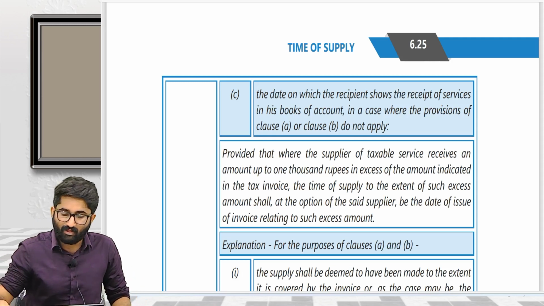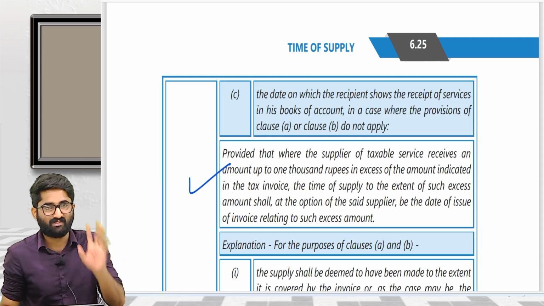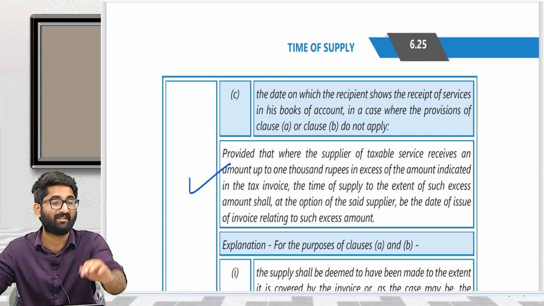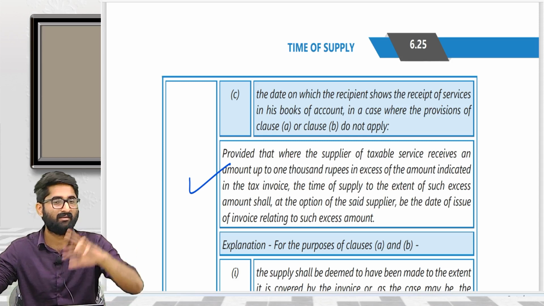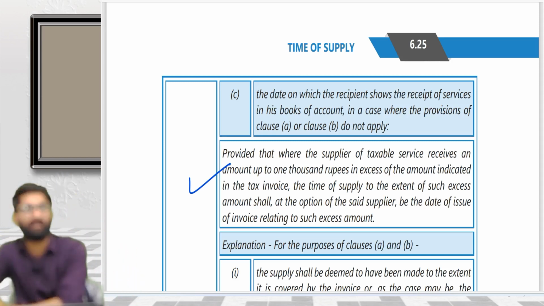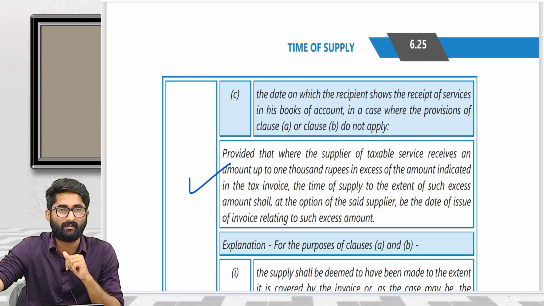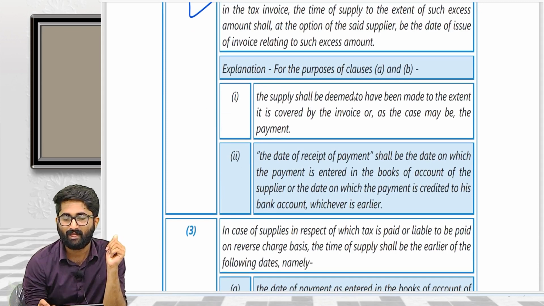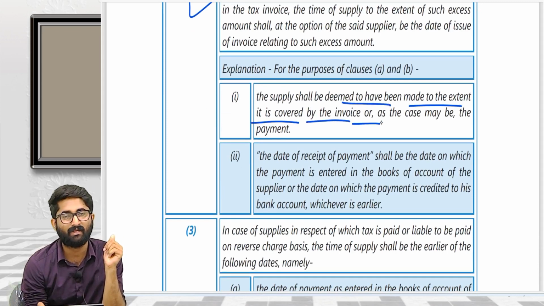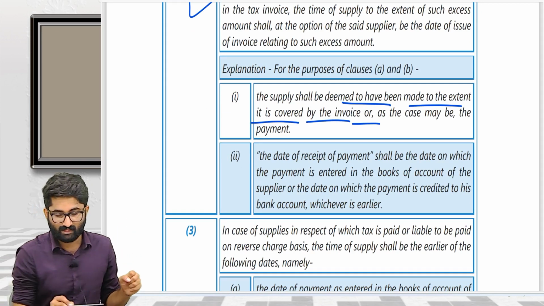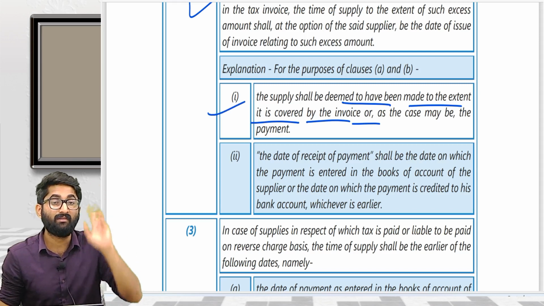Now the advance case: actually, it is not advance, it is excess payment. What can be done now is you can tax it now, or you can take it to the next time. The explanation says that the supply shall be deemed to have been made to the extent it is covered by the invoice. This explanation is there even in goods also.